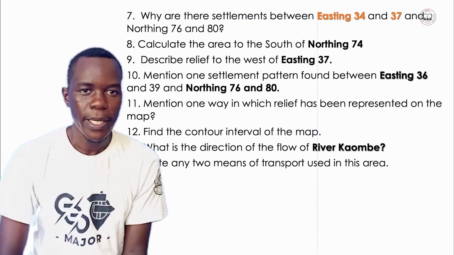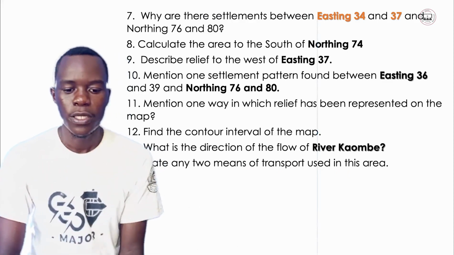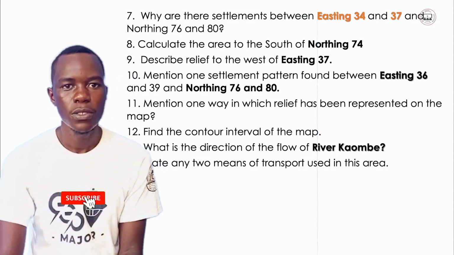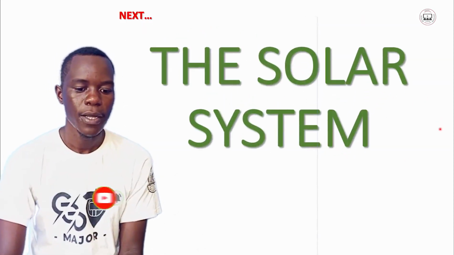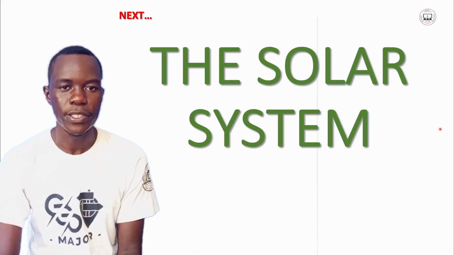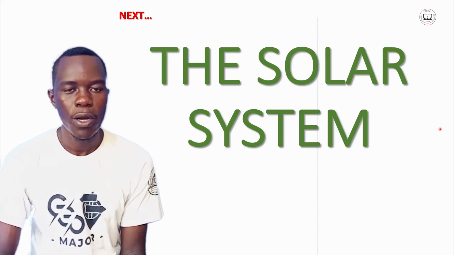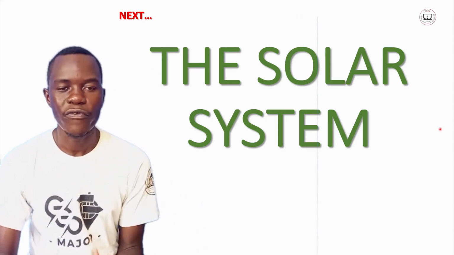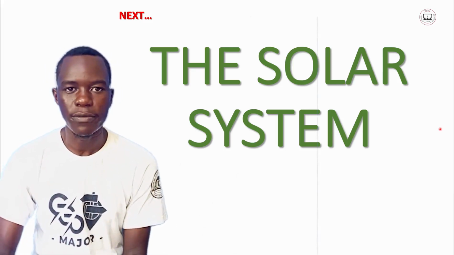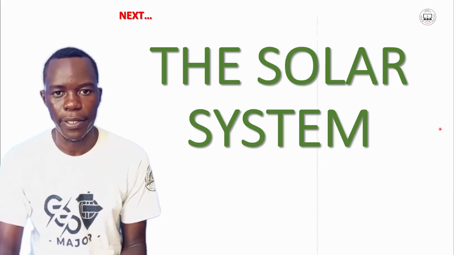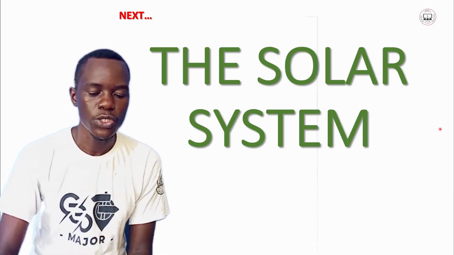Thank you so much. That was all about the first topic, map reading and interpretation. The next topic is the solar system. What is required for you students is to go to the library or find another source where you can read more about the solar system, so that when you come to the next topic, we should be able to follow the lesson easily.